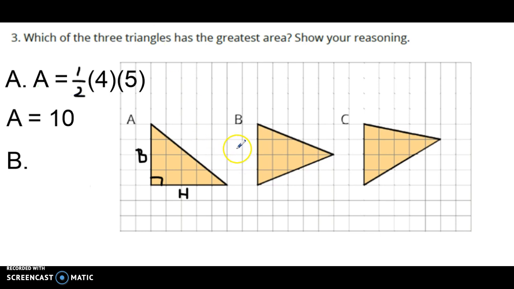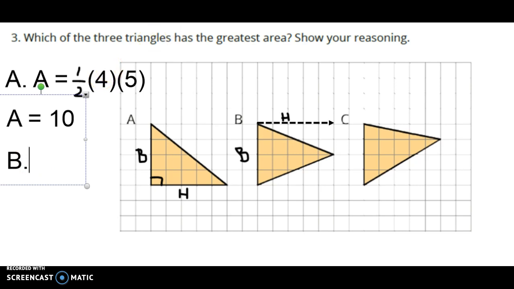Once again, I'm going to make this side my base because it's easy to count the units in that side. But I can't pick either of the other two sides as my height because they're not at a right angle to my base. So I'm going to draw in a dotted height here that is at a right angle to my base. And I'm going to label that H for my height.